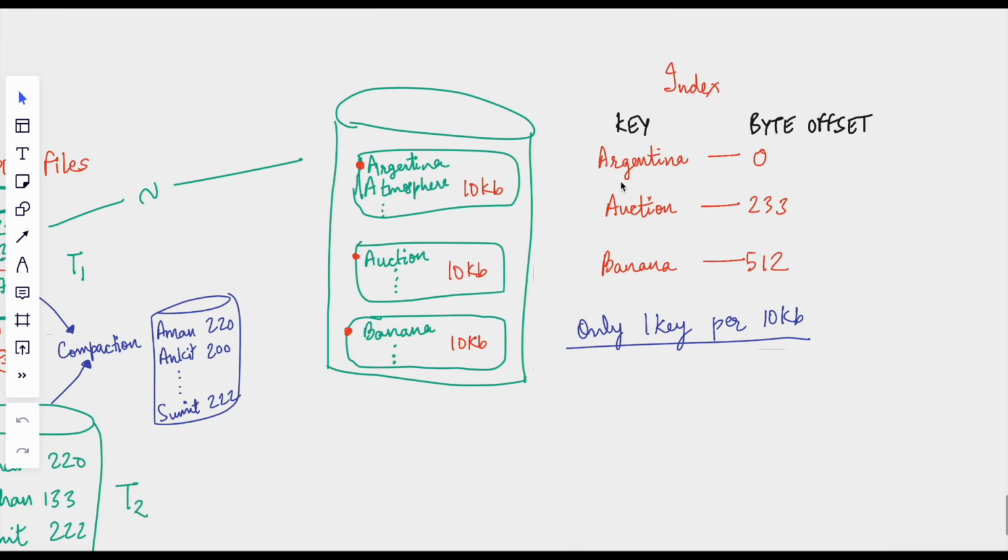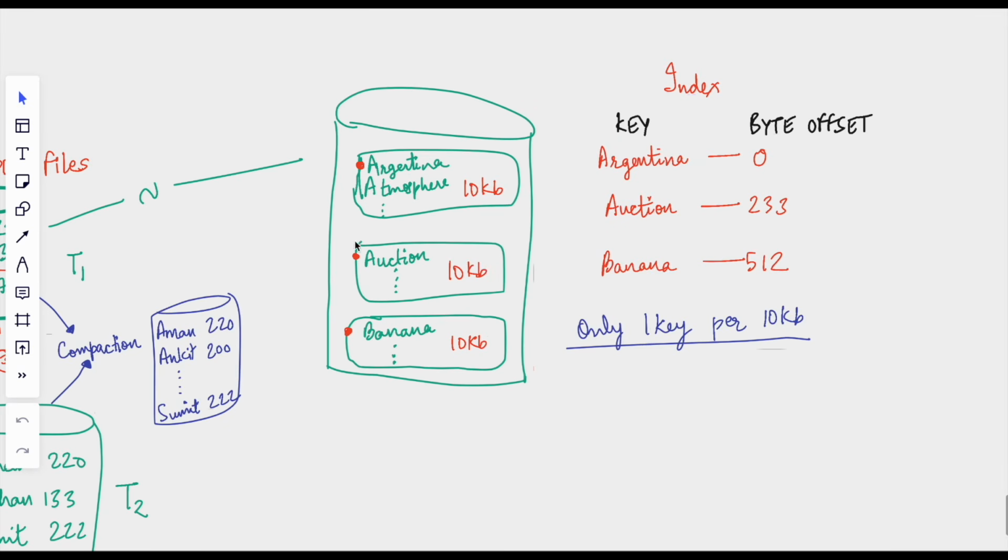Also, the good thing is if you want to search for, let's say, ash, okay? So ash will come obviously in between Argentina and auction, right? So you do not even need to scan the entire file. Because keys are sorted, you exactly know which is that 10 kilobyte block that you need to search for, right?